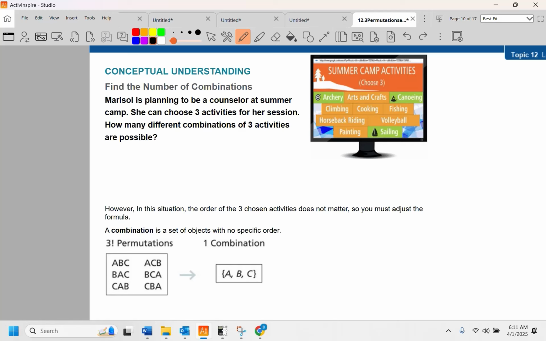So this is a conceptual understanding question. Find the number of combinations, and note it says the word combinations. And down here you can kind of see what the difference between a combination and a permutation is. A permutation is very particular about order.